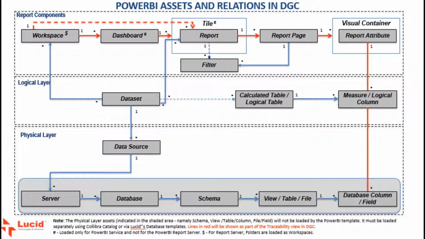Following are the assets and relations that get loaded from PowerBI into Collibra: PowerBI Workspace, Dashboard, Tile, Report, Report Page, Visual Container, and Report Attributes. Filter for report or report pages and the data set used by the report. Measure and the logical column the report attribute links to. The physical layer assets, however, are not loaded by the PowerBI template. It must be loaded separately via the Collibra catalog or via Lucid's database templates.